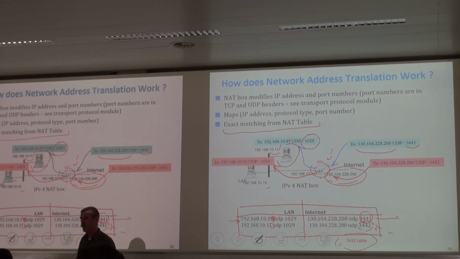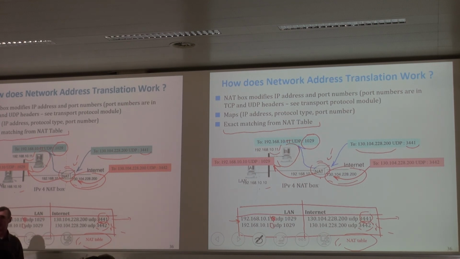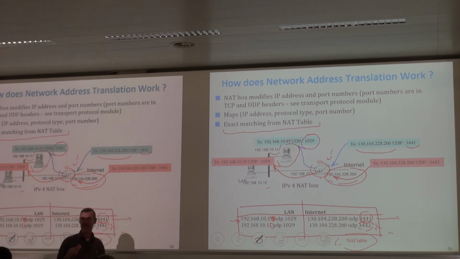So what does a NAT do? On the receiving side, it does exact matching, but it does also swapping of addresses. It changes the IP addresses and the port numbers.